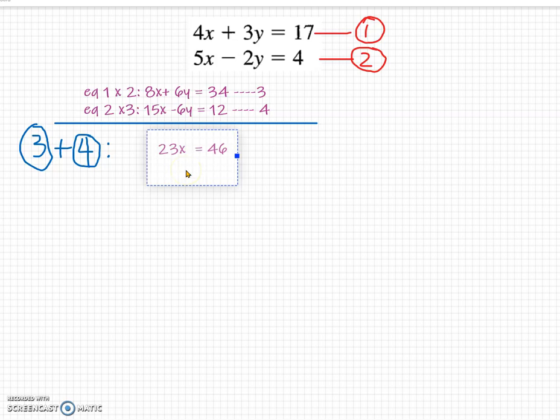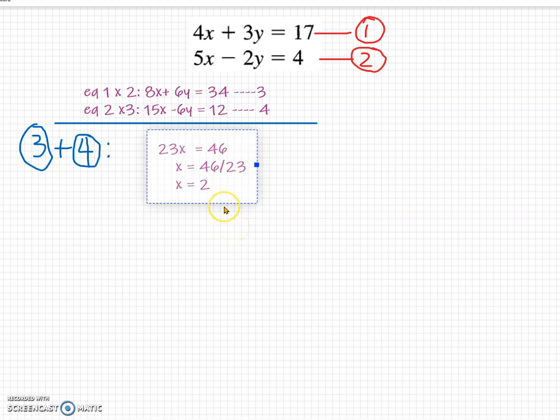Alright, so you have 23x equal to 46. So we're going to divide 23 on both sides. So your x is equal to 46 divided by 23. So you get x is equal to the value of 2.